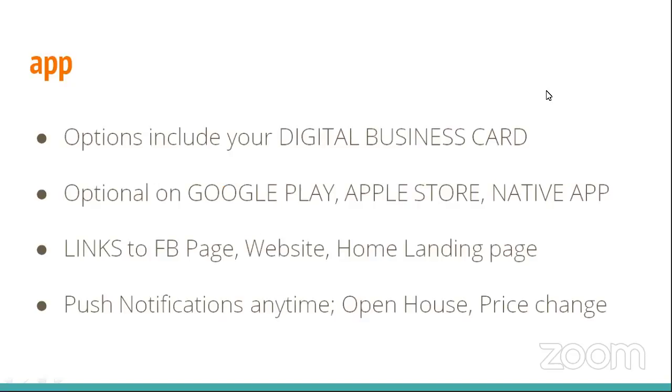The app options include your digital business card. As with any app, I think it's extremely important that you have the information in there to directly contact, directly get in touch with, to have the opportunity to have that engagement with a person. And on the business card, it's on there. The option on the Google Play is automatically there. The Apple Store, these are native apps. Okay, these apps are native apps.